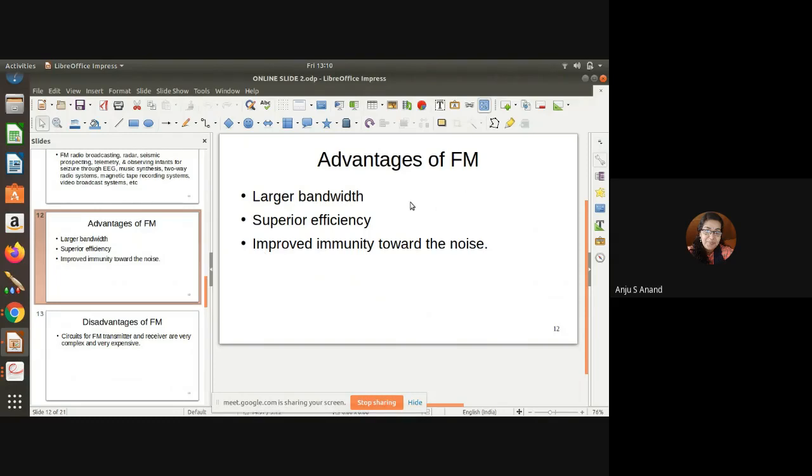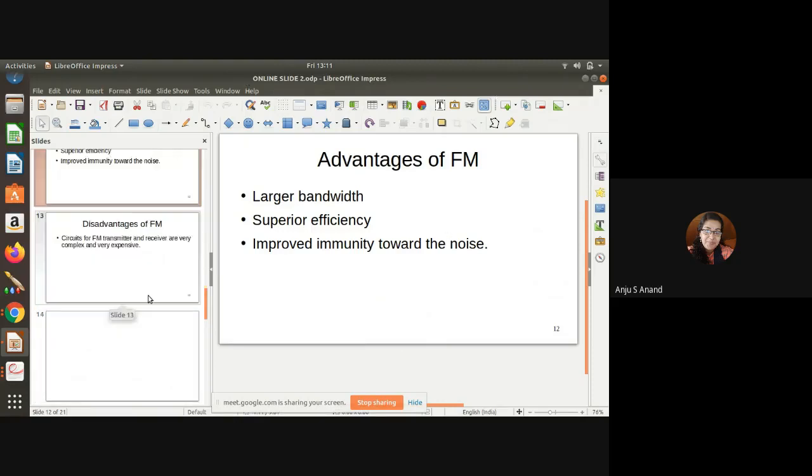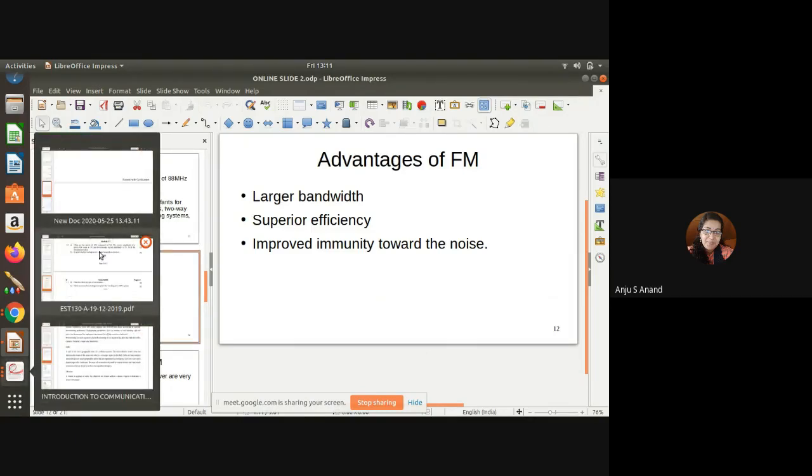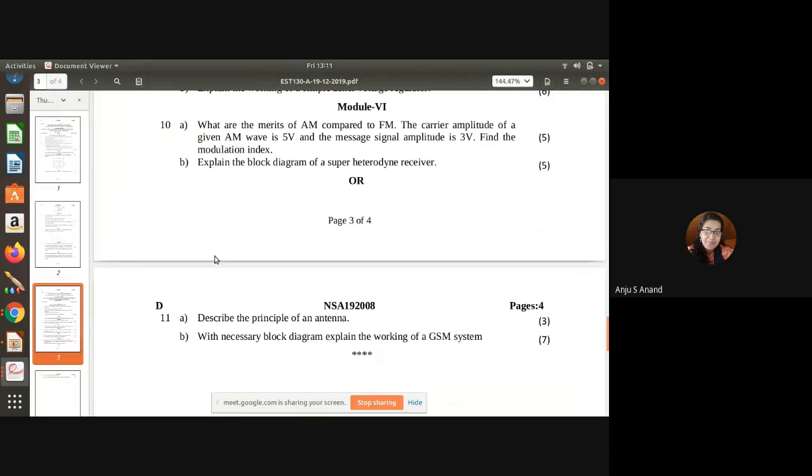Also, comparing bandwidth, AM has a small bandwidth, while FM has a larger bandwidth since it has an infinite number of sidebands. FM also has high immunity towards noise, since the modulation takes place in the frequency of the carrier signal. So those were the merits of FM.